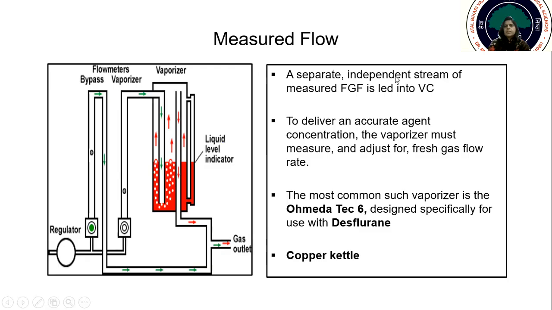So a separate stream of measured fresh gas flow is led to the vaporizing chamber. It will deliver an accurate agent concentration. The vaporizer must measure and adjust for the fresh gas flow rate. The most common examples of such vaporizers are the Tec 6 vaporizer, which is used for desflurane, and the copper kettle vaporizer. I hope these, measured flow, variable bypass, and concentration calibrated, are clear to you.